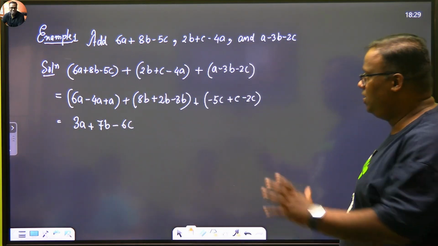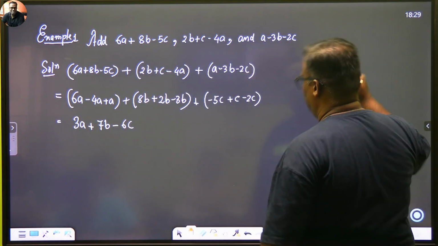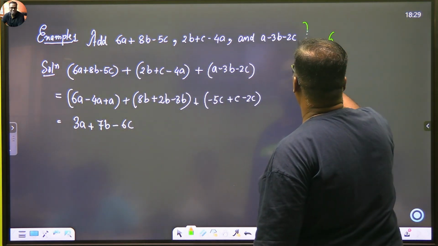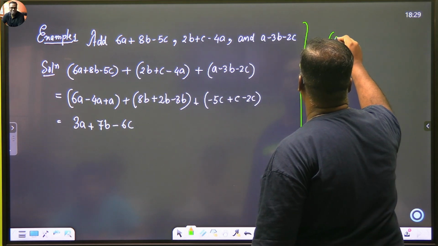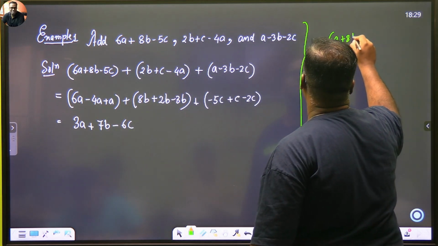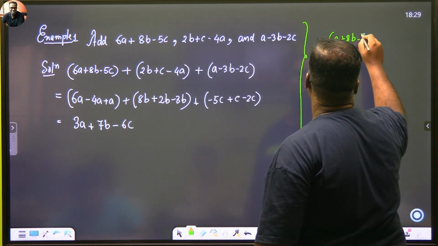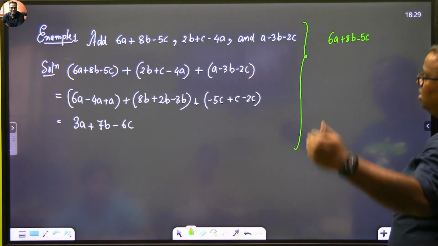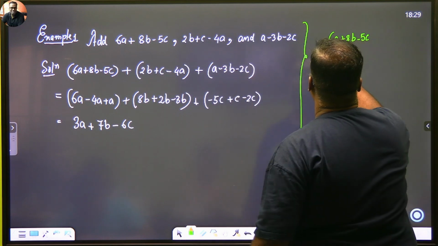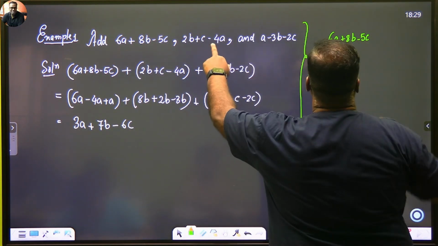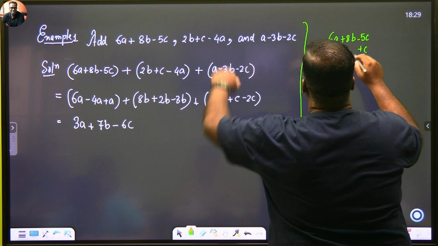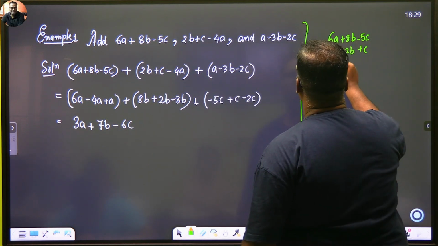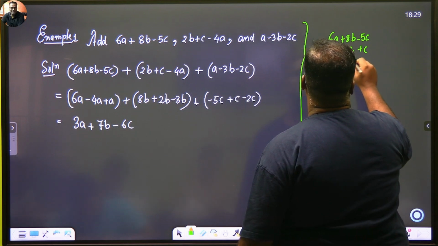Right. If this is asked to do in a tabular method, then how will I do it in a tabular method? I will write the first term. Let's do it in a tabular method. So it's 6a plus 8b minus 5c. Then while writing the next term, be very careful. Like terms under like terms, negative 4a, then positive c, then 2b. And look at the third term. We have a, we have a negative 3b and a negative 2c.